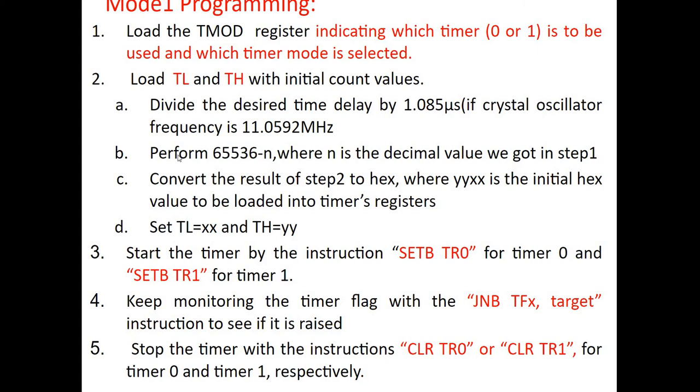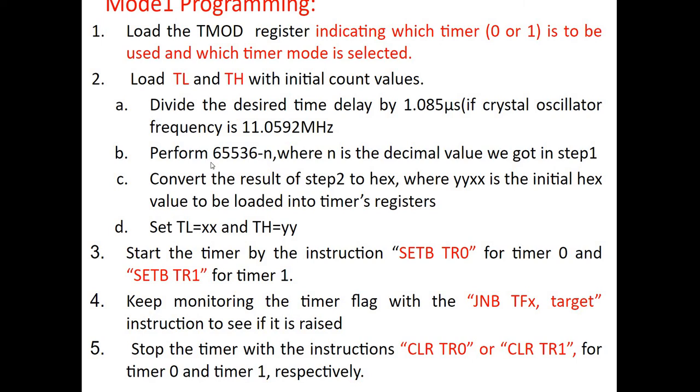Next, whatever value we got here should be subtracted from 65,536. In the next step, we calculated the value in decimal, so we need to convert that decimal value into a hexadecimal value as YYXX. In that, XX is the value to be loaded into the lower byte of the timer register, and YY into the higher byte of the timer register.